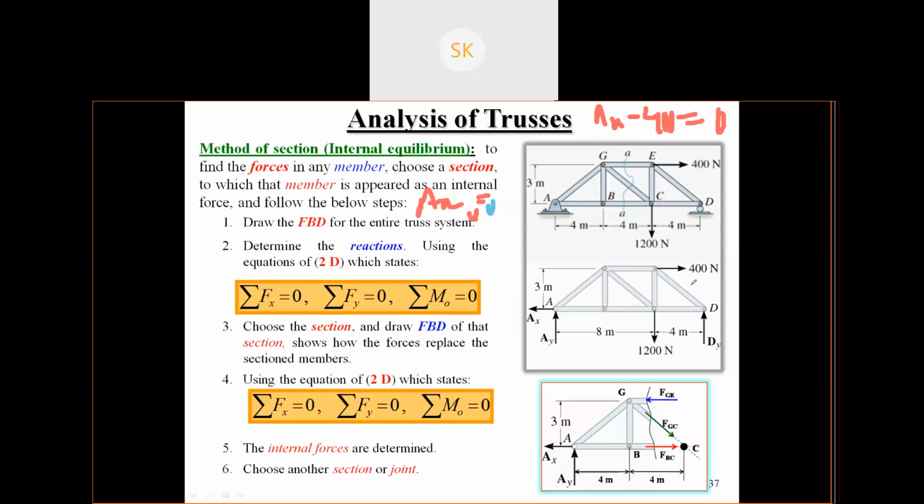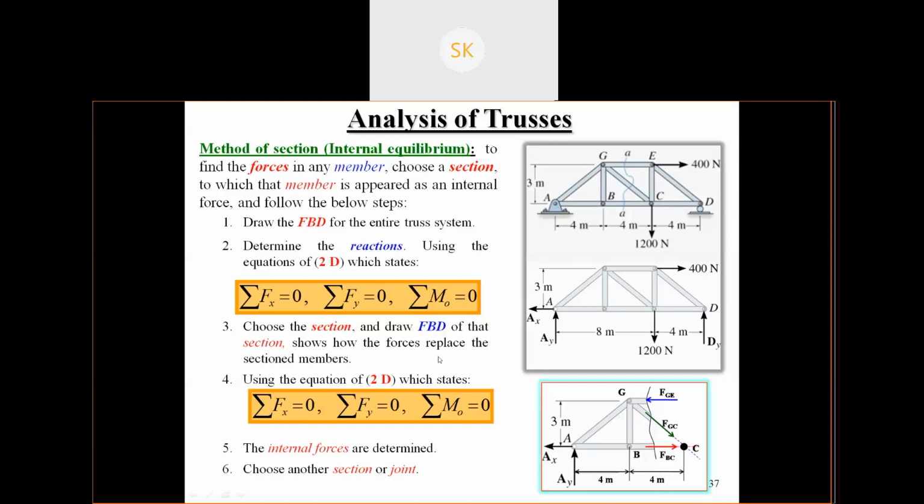Suppose you have been asked to find the force on this member. This is the member they have taken. This will be FGE. This is the G. The force in this member will be FGE. The force in this member will be FGC. And the force in this member will be FBC. Right? We'll understand when you do the numerical, but you should know the points also.